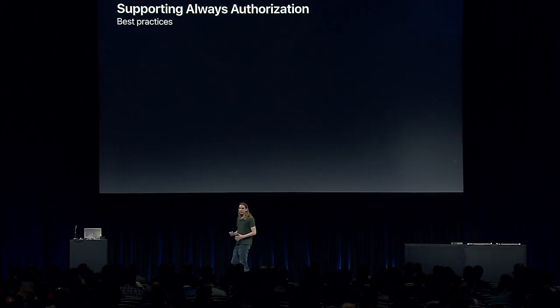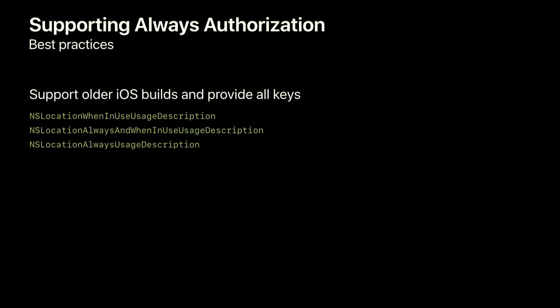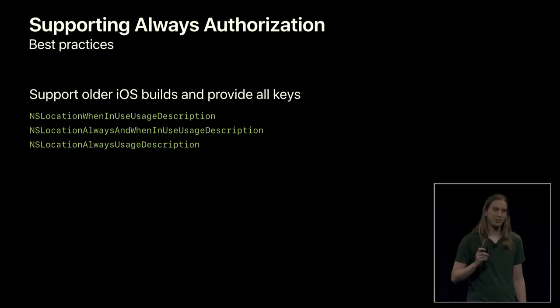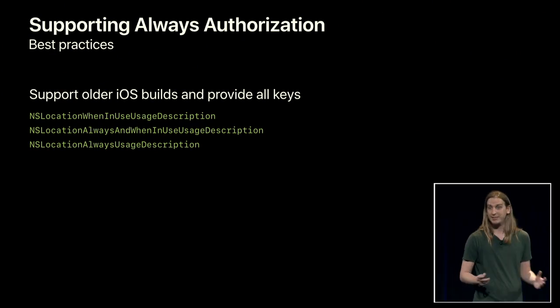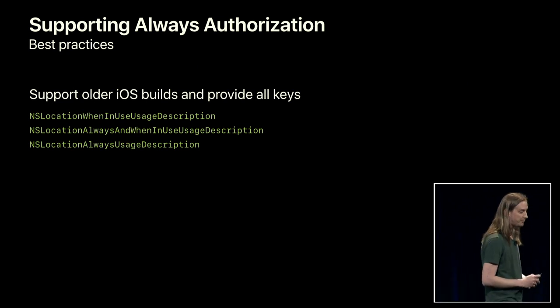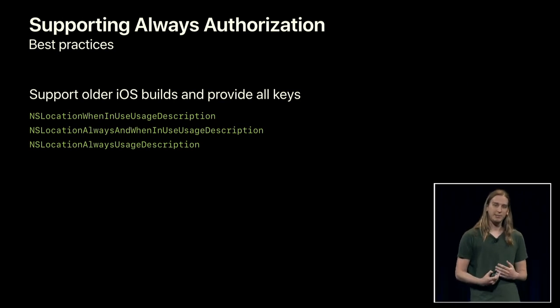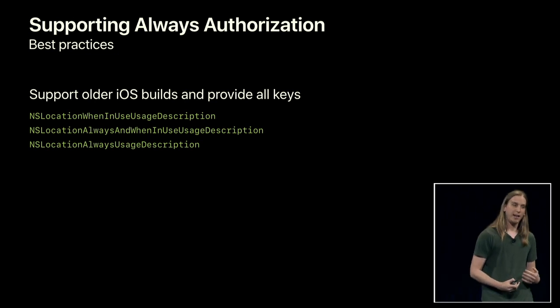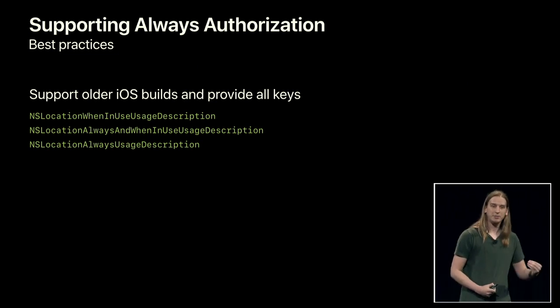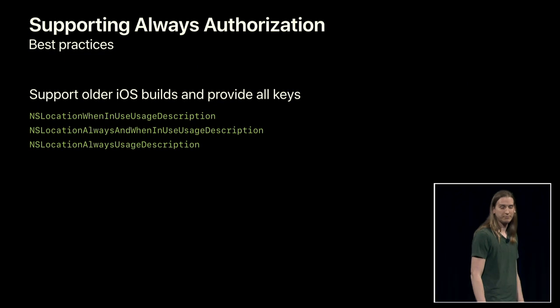So let's talk a little bit about best practices. How does this change things? For apps that want always authorization, we recommend you provide all 3 keys, even that NSLocationAlwaysUsageDescription that I just said we won't use. And the reason why is if you want to deploy your app on a device that's running iOS 10 or earlier, you need to provide strings that it can understand. And so you should continue to provide that NSLocationAlwaysUsageDescription.